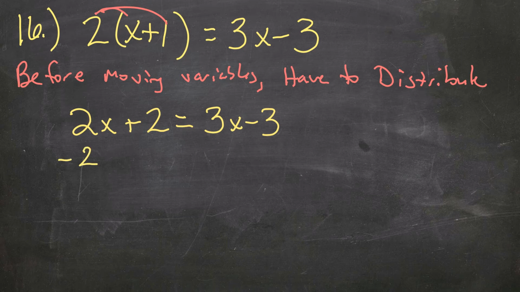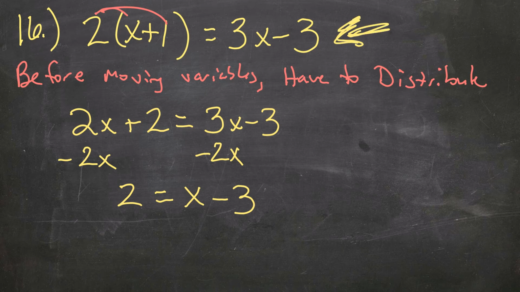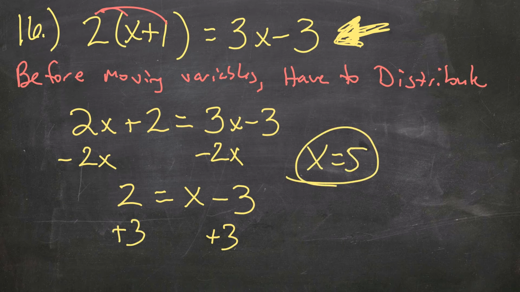2x is the smallest, so I subtract 2x from both sides. I end up with 2 equals x minus 3. Now, this is just an easy version of the problem from the first page. So this step right here, the distributive property, turned that into a problem that looked like up to 15. And then after that, one step made it look like the first page. Now I use my addition property of equality. I get x equals 5.